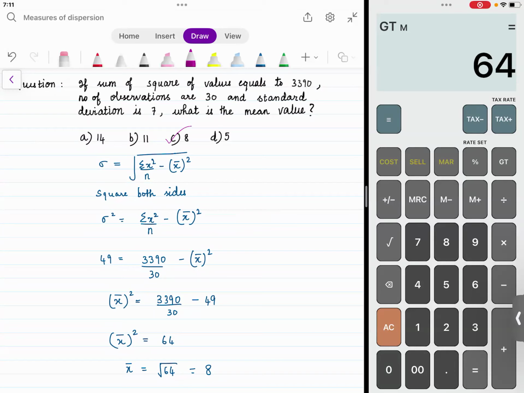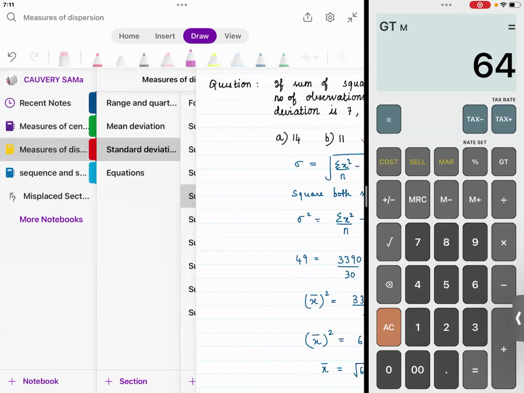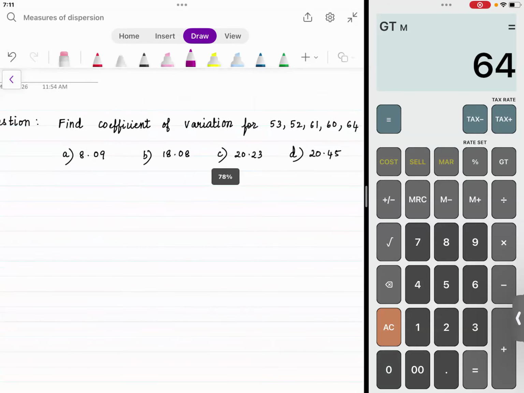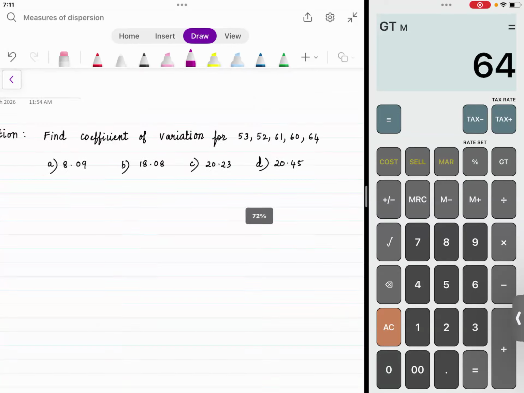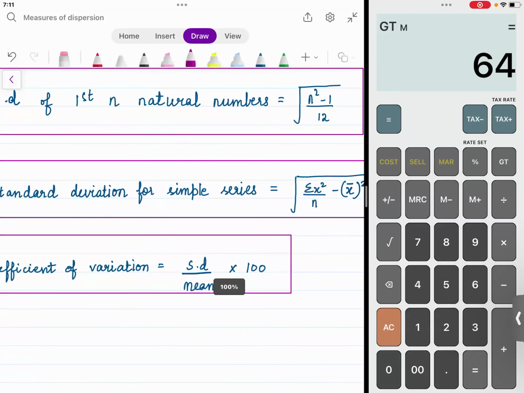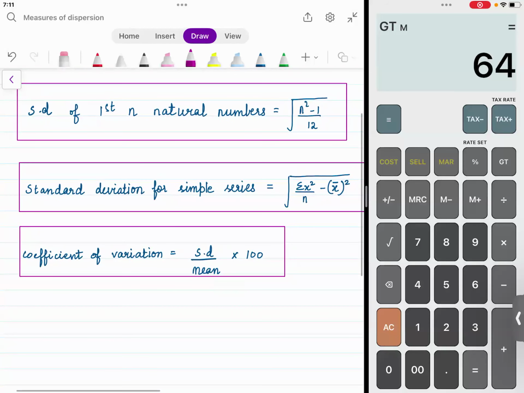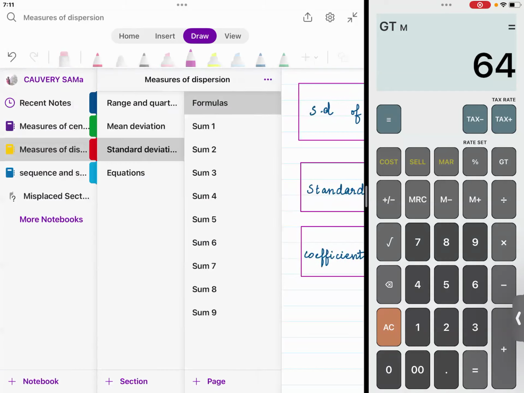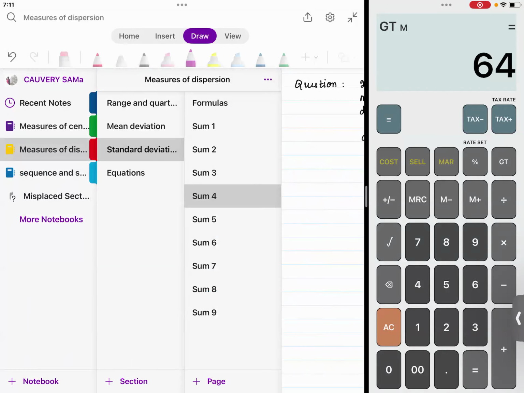Let us solve the next question. In the next question, they are asking us to find the coefficient of variation. Let's go to the formula page. Third formula: what is the coefficient of variation? Coefficient of variation is equal to standard deviation divided by mean into 100. Again, the formula for coefficient of variation is standard deviation by mean into 100.